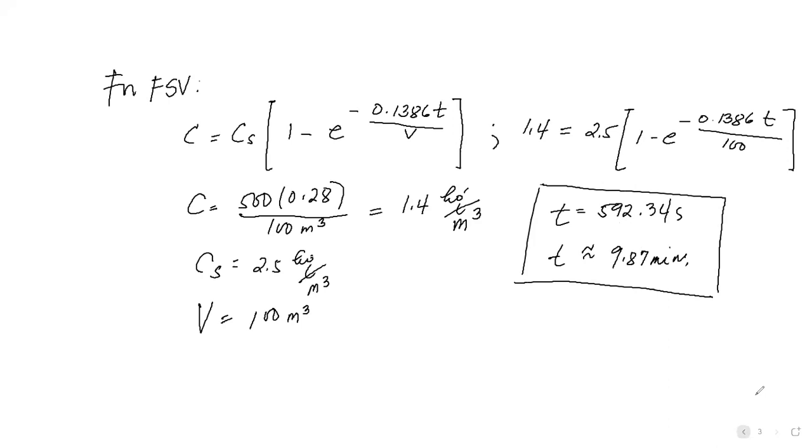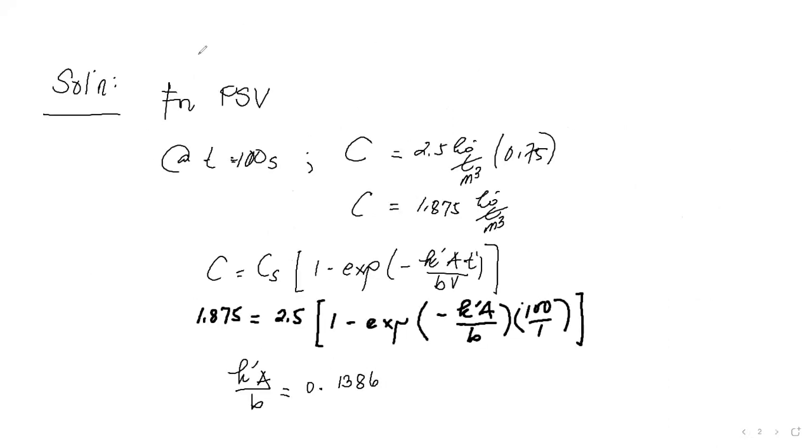It has to be understood that in here, in the pilot scale vessel, at 100 seconds, only 75% of the saturation concentration was reached. It was stated that way so we can get this particular set of constants, the group of constants K prime A over B.